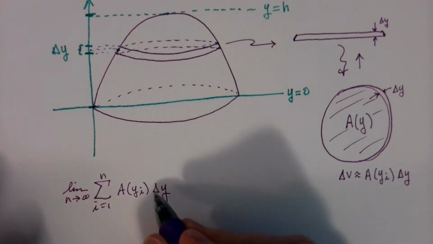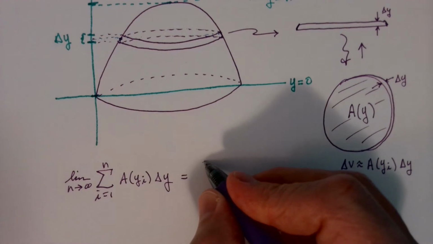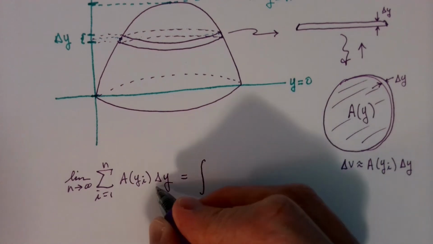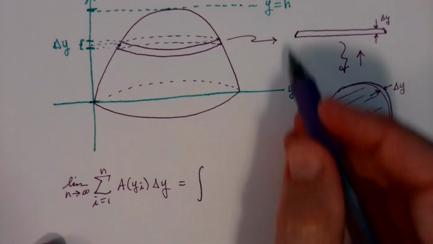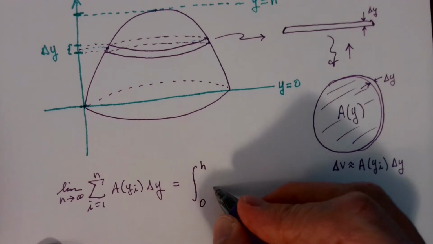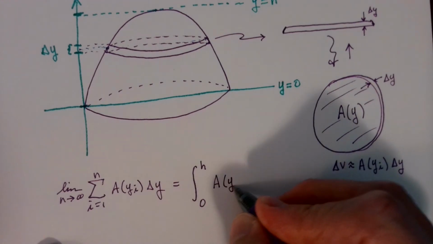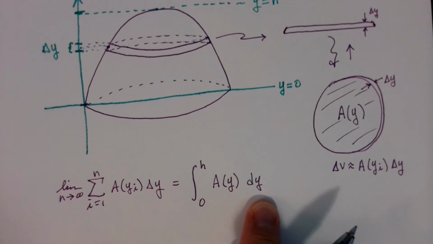And what do we have here? Notice this is a Riemann sum. Taking the limit as n goes to infinity is going to give us a definite integral. Notice we're doing it with respect to y, and y is going from what? From 0 up to h. And the function A of y, and notice it's dy, right? That's the variable of integration.